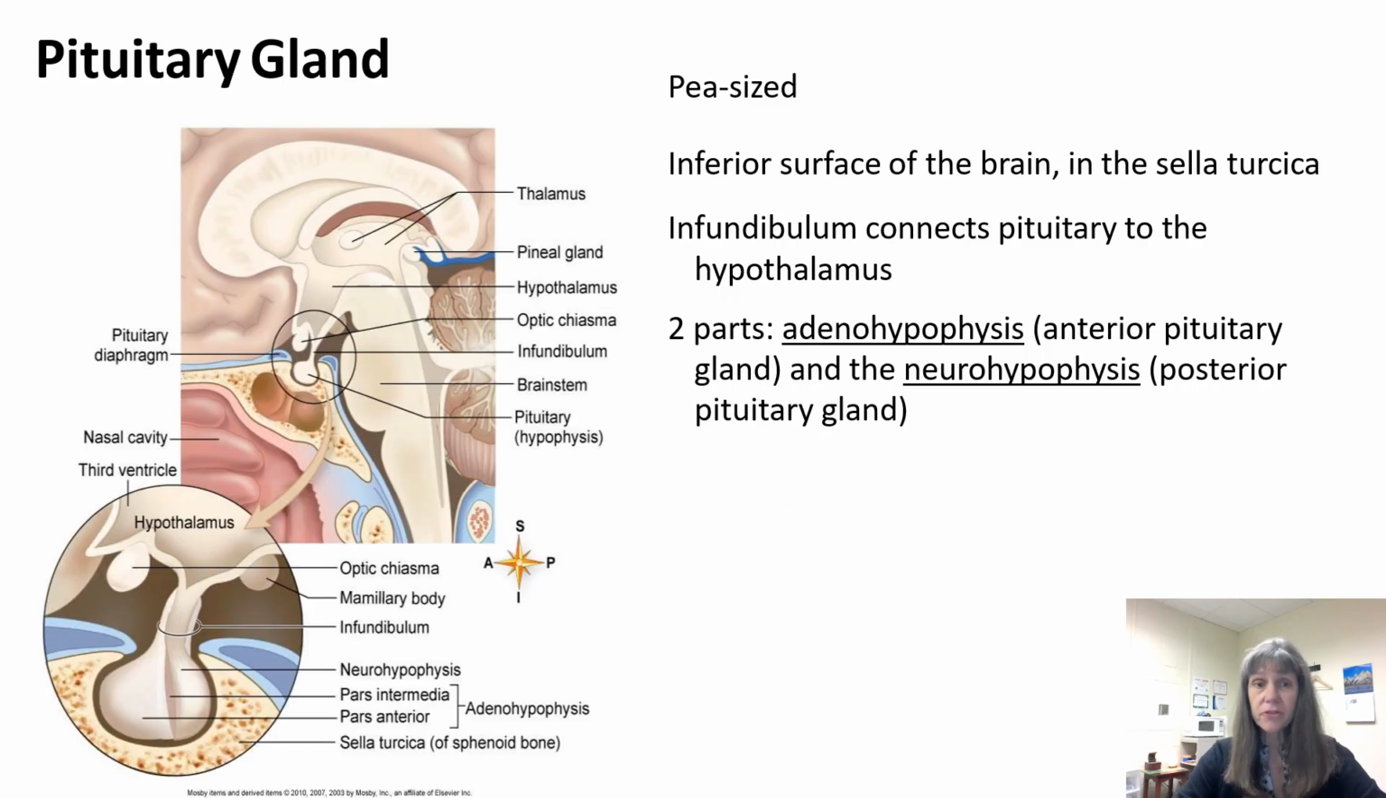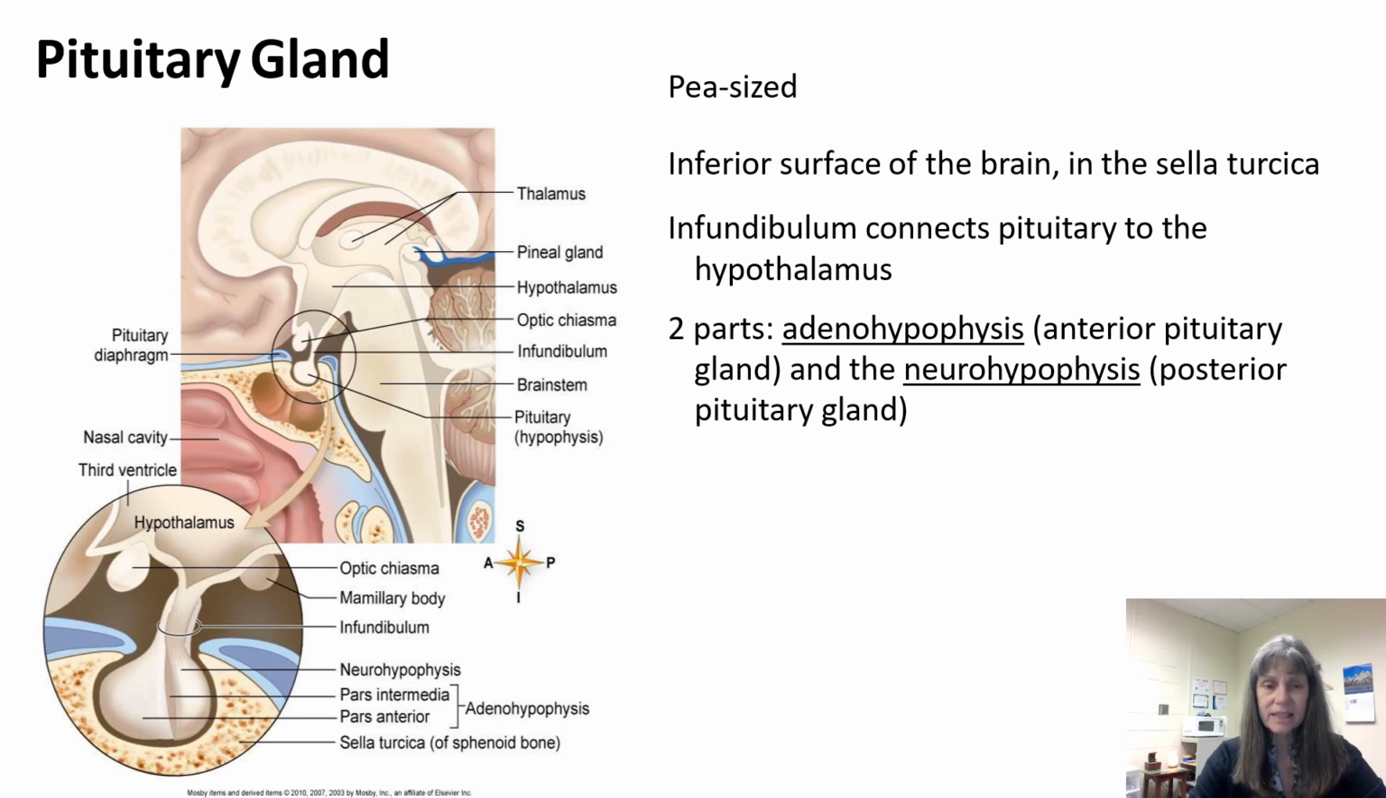This is just another view of the pituitary gland. As you can see in the picture at the bottom left-hand side, it's a close-up view. You can see the hypothalamus. Inferior to the hypothalamus, we have the optic chiasma anteriorly, a mammillary body posteriorly, and then there's a direct connection of the hypothalamus to the pituitary gland by way of the infundibulum.